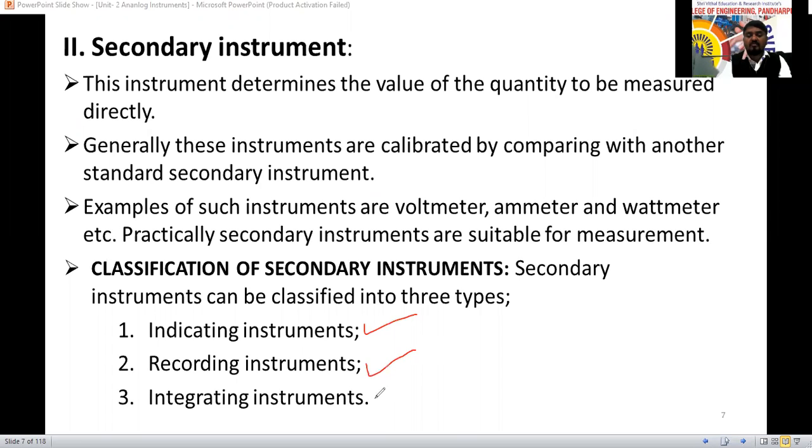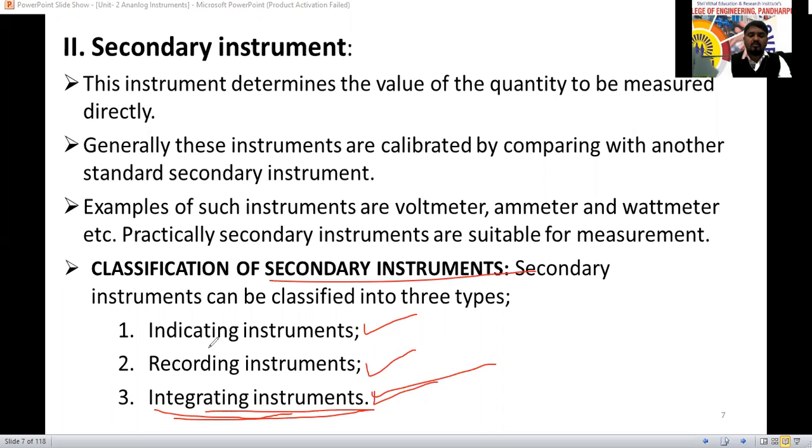Integrating means it is going to store the value with respect to time. So in 1 minute how much it is, in 2 minutes how much, in 1 hour, 2 hours, 24 hours, 15 days, 1 year, 6 months, like that. It is going to compare with respect to time and give the values. That is called an integrating instrument. So totally the secondary instruments are three types: indicating instruments, recording instruments, integrating instruments.